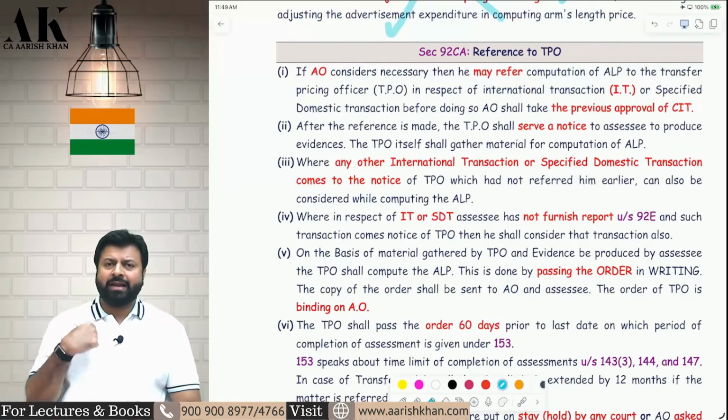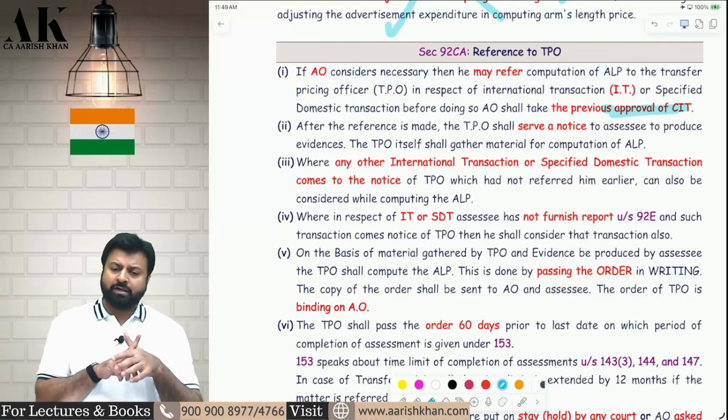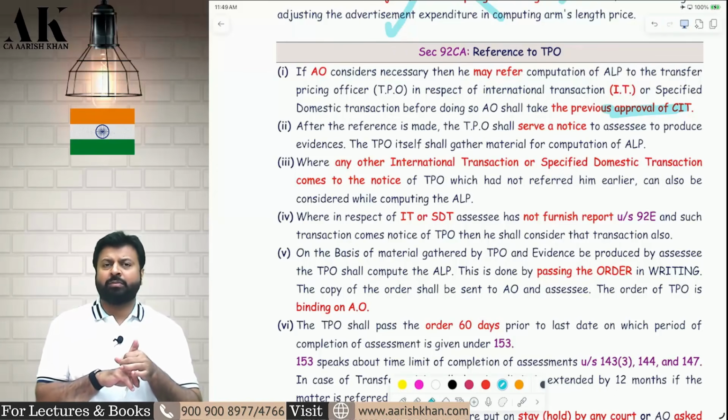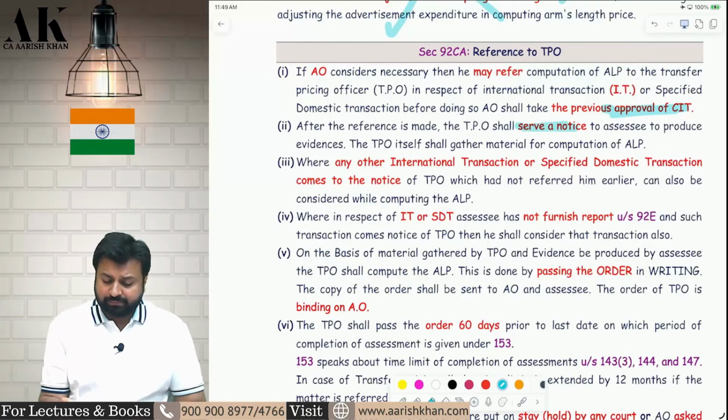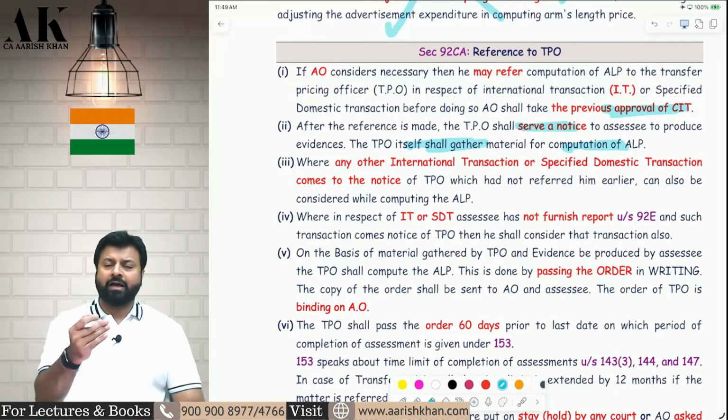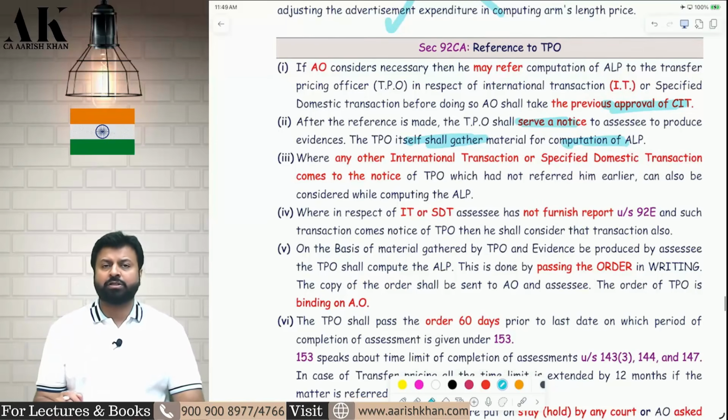I am doing your assessment and I am computing your international transaction arm's length price and domestic transaction arm's length price, and I am having some issues in computing the arm's length price. So I have the power to refer your arm's length price to TPO. Before referring, I will take a previous approval of commissioner and I will refer the arm's length price to TPO. I can refer international transfer pricing also. I can refer specified domestic transaction also to the TPO. Then after that, the TPO will send you a notice and will ask for the information. Will ask you to produce information. TPO himself will also gather some information.